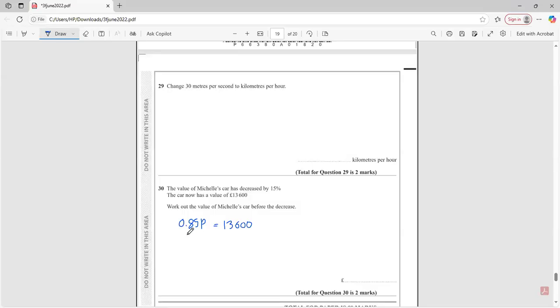All right. So we're looking for P. This one is pretty easy. We'll just divide both sides by what? 0.85. So since this question allows us to use a calculator, I think you can go ahead and use your calculator and do this. 13,600 divided by 0.85. What does that give you? 16,000. Did you say, what did you say? 16,000. Okay. So the answer is 16,000.